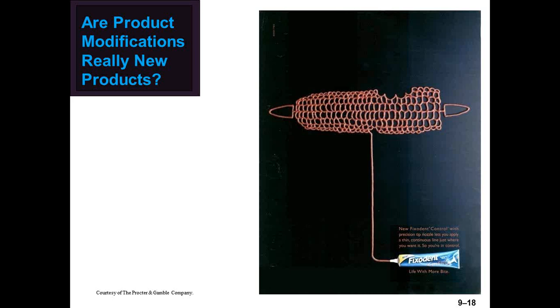So this ad illustrates the new Fixodent Control denture adhesive with precision tip nozzle, which lets you apply a thin and continuous line. In a mature market, a firm may be tightening and fighting to keep or increase its market share, but if the firm finds a new product, it may stimulate overall demand.